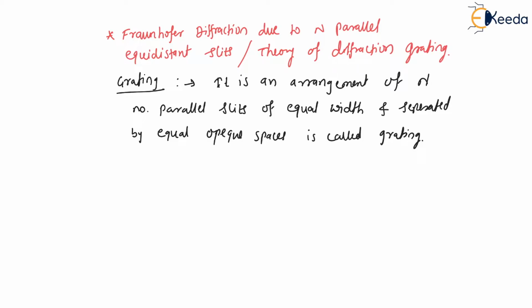That means we simply have to arrange n number of parallel slits of equal width and separated by equal opaque spaces. I'll explain later on what is meant by opaque spaces. So just remember one thing: grating means n number of parallel slits of equal width and equal distance of separation.